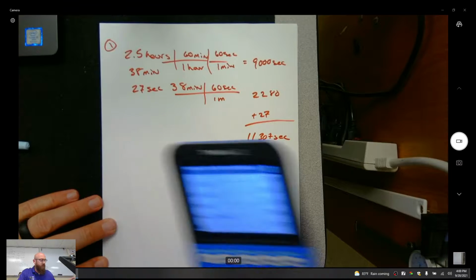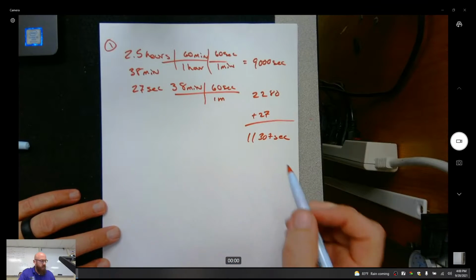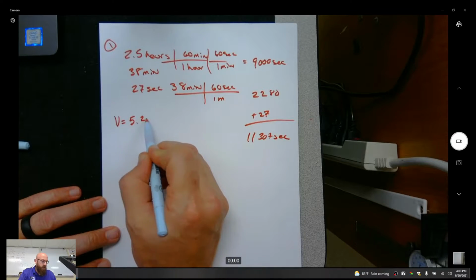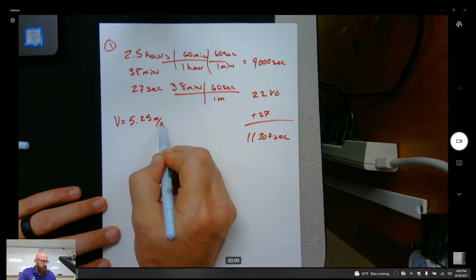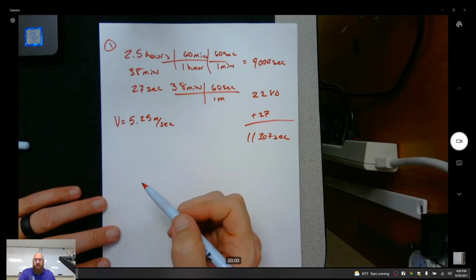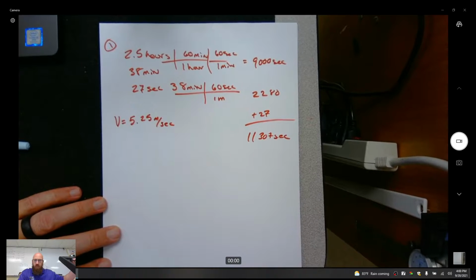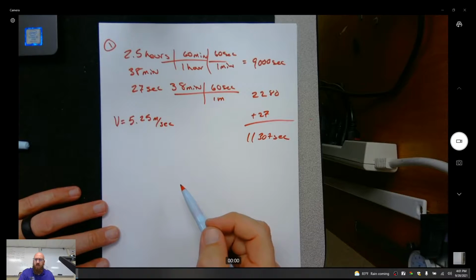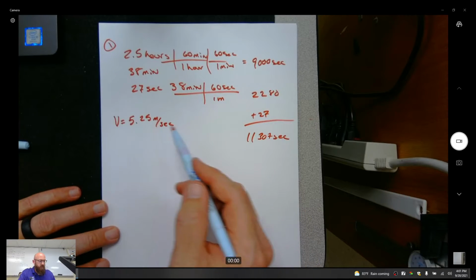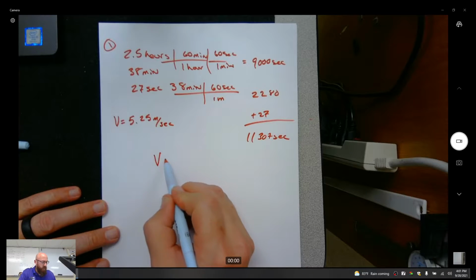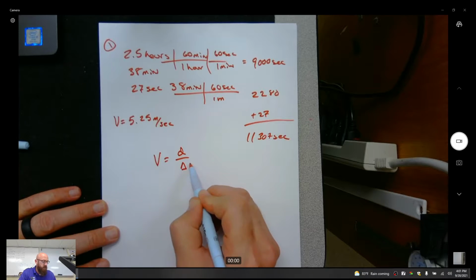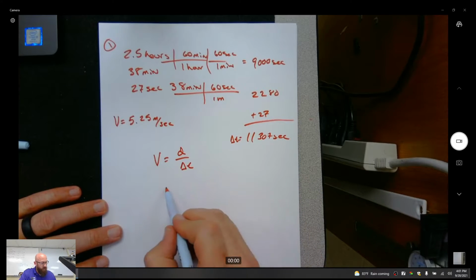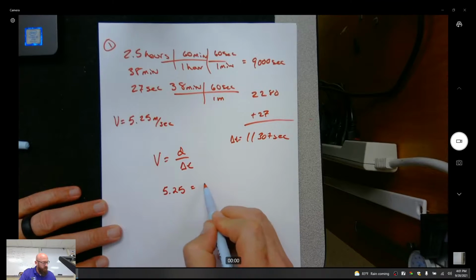Some of you actually on the test left it as that, which is a problem because that's in seconds. They also gave you the velocity, some crazy number like 5.25 meters per second. Hopefully that's where you stopped and said, hey, that could be a problem. I need distance. The only equation I have is velocity equals distance divided by delta t. That's convenient because I have delta t and I have velocity.